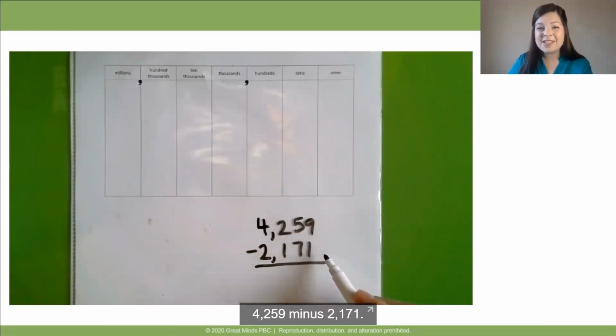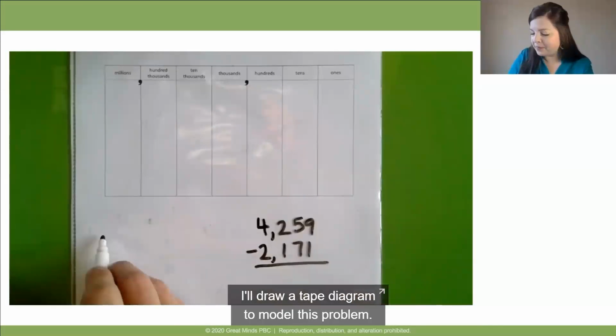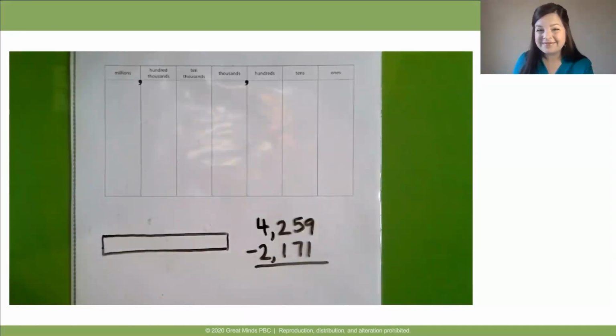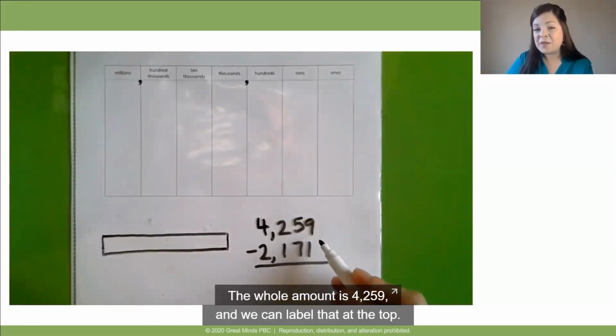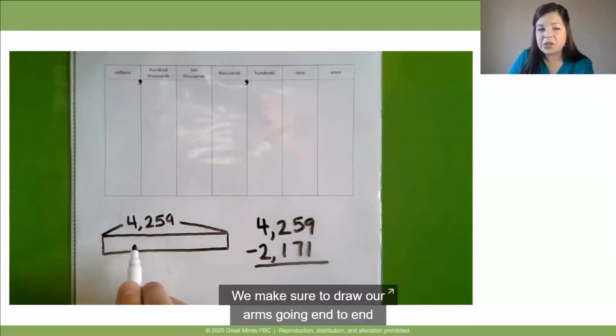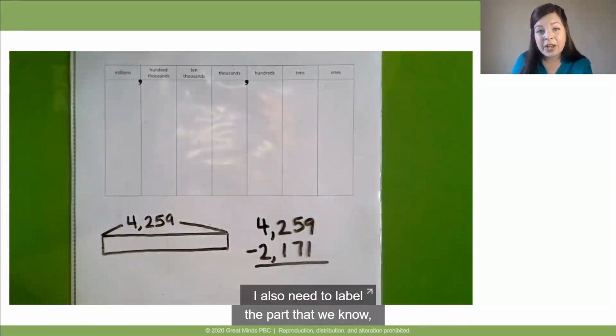4,259 minus 2,171. I'll draw a tape diagram to model this problem. Now, what's the whole? The whole amount is 4,259, and we can label that at the top. We make sure to draw our arms going end to end to show that the whole tape has a value of 4,259.